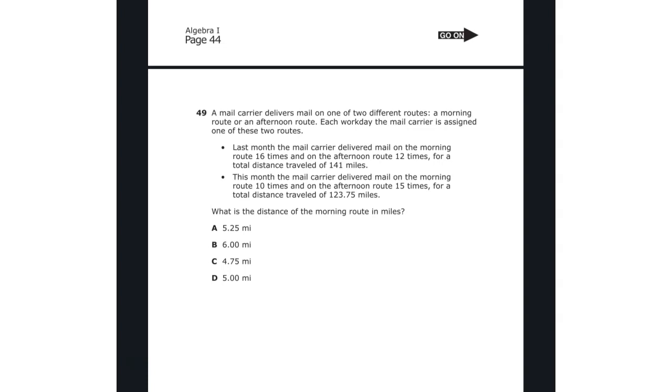So let's say the distance is 141 here. So we're going to say 16 in the morning plus 12 at night equal to 141. And the same situation, we have morning is 10 times, so 10m plus 15n equal to 123.75.